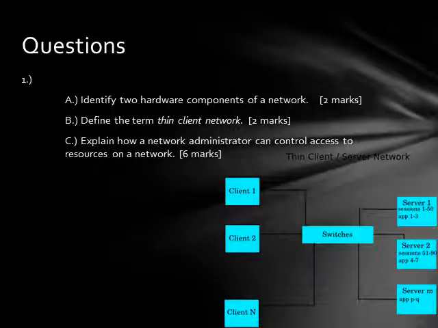So question 1, part 1. Identify two hardware components of a network. Part 2. Define the term thin client network. Part 3. Explain how a network administrator can control access to resources on a network. Pause the video and record your answers now.